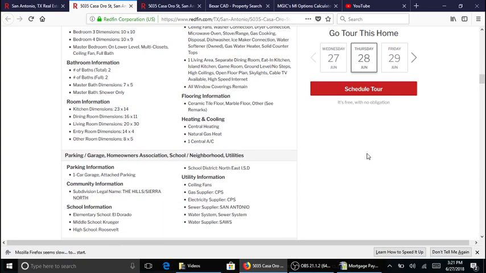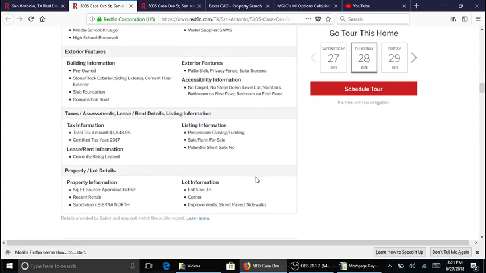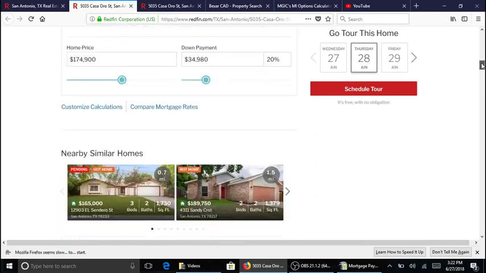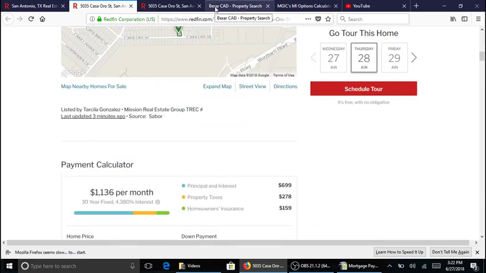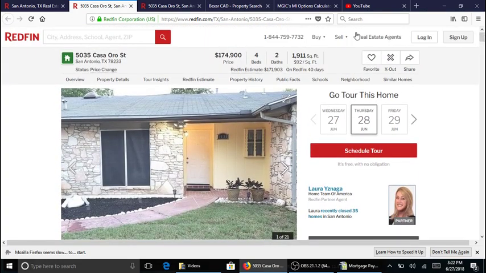You can just scroll through the listing on Redfin, and it has that total tax amount right here, $4,548.95. One thing that we use at work on a day-to-day basis is the tax assessor's office, and in this case, San Antonio, their county is Bexar County.